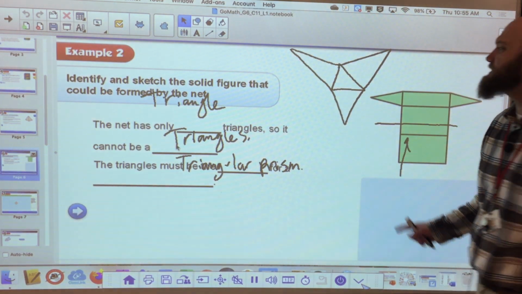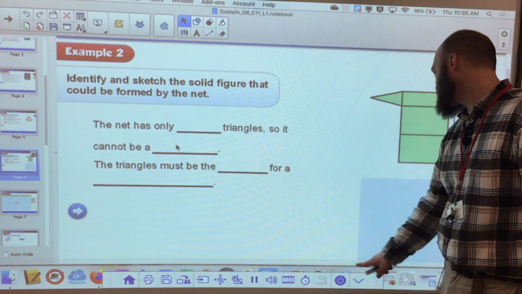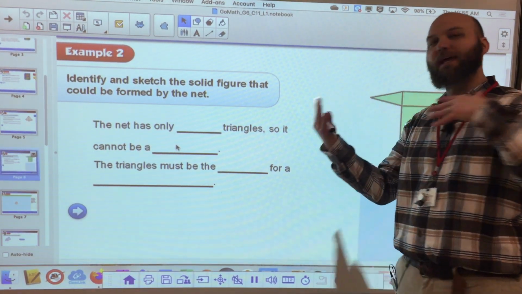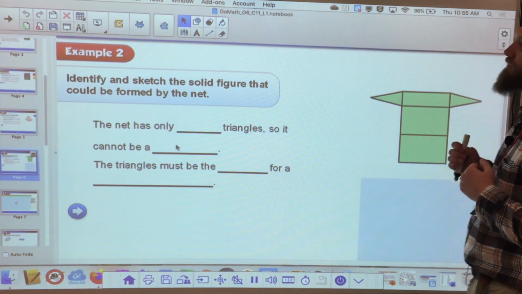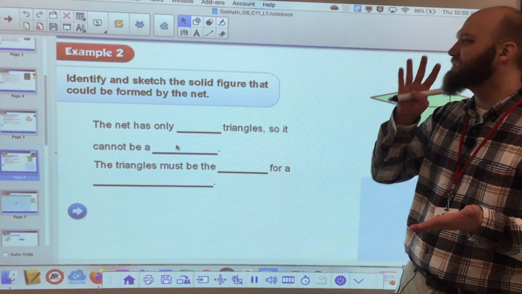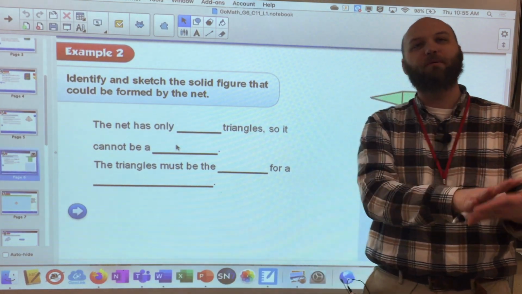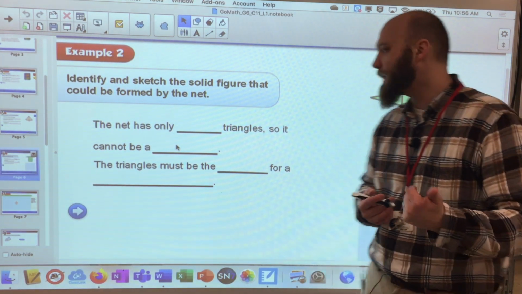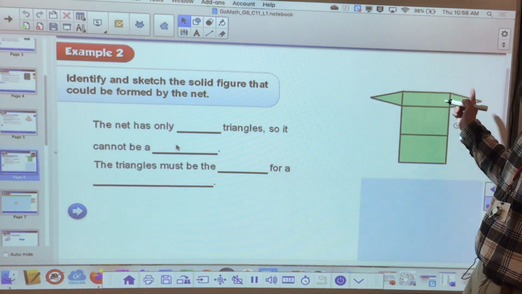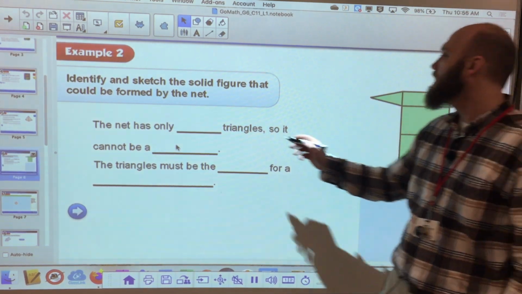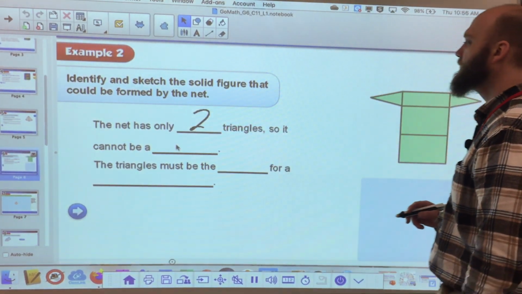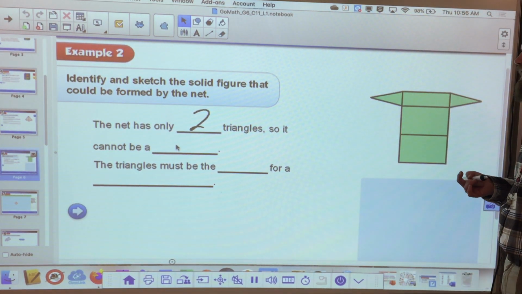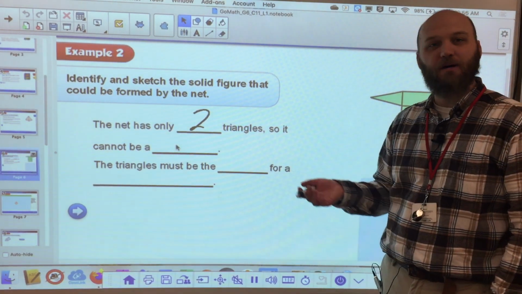Now, one last one here I want to show you. I have a net that was given for me, and instead of having to picture myself laying it out, I have a net that's laid out for me. I want to identify and sketch the solid figure that can be formed by the net. And this is a little tricky because it takes some practice to be able to draw 3-dimensional shapes, right? So, the net has how many triangles? Well, the top and the bottom, there are 2 triangles. So this can't be a rectangular prism. Like it's not going to work. So the triangles must be the top and the bottom.